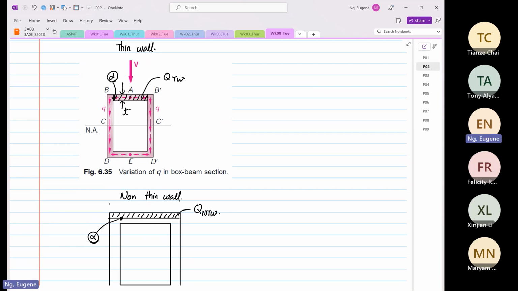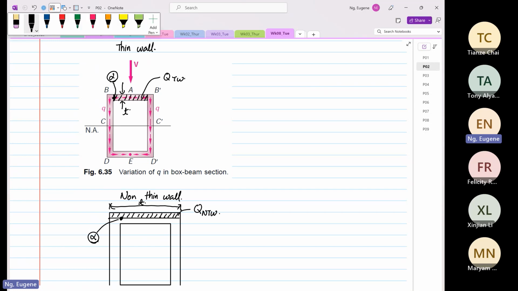For the non-thin wall, this is the thickness that you take. This is the thickness that you take. Yeah, this is the thickness. So you can see the difference already, yes or no, right? But in other words, there are also some similarities. Okay, what is the similarity?